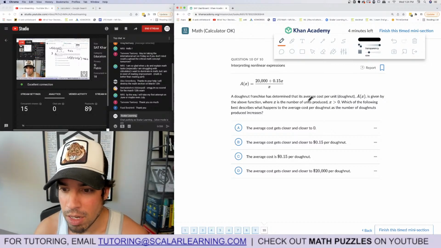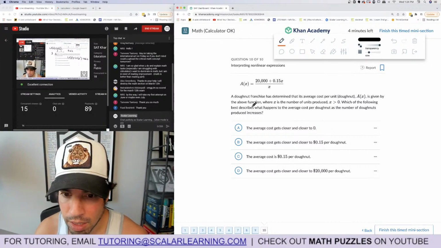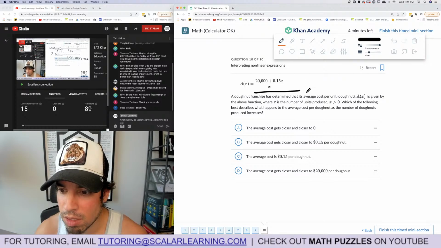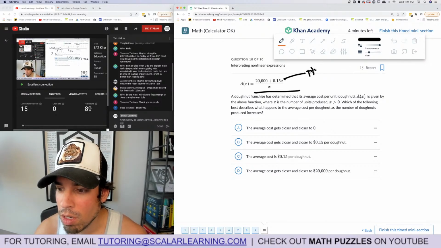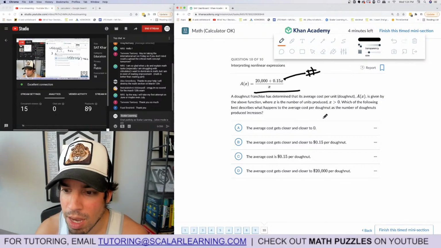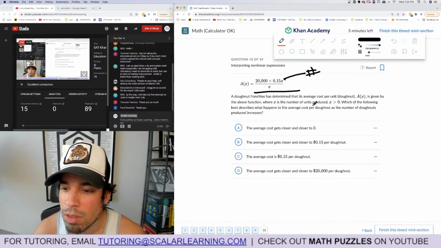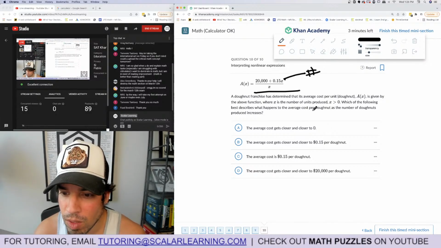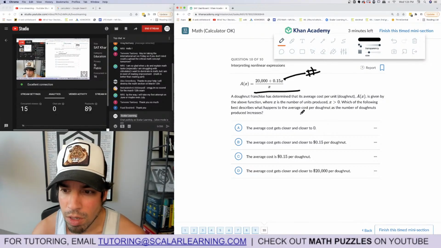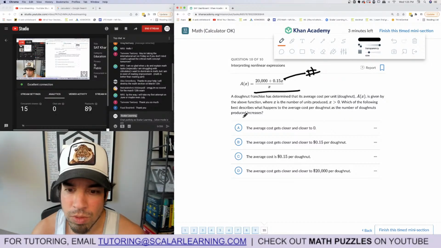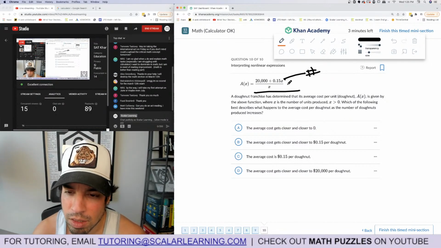A donut franchise has determined that its average cost per donut, A(x), is given by the function above, where x is the number of units produced and x is greater than 0. Which of the following best describes what happens to the average cost per donut? Average cost per donut, x is the number of units produced. What happens to the average cost of a donut as the number of donuts produced increases?